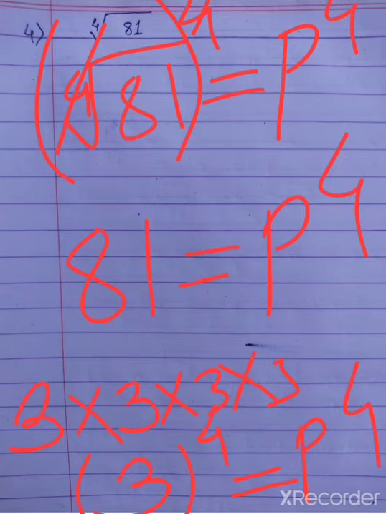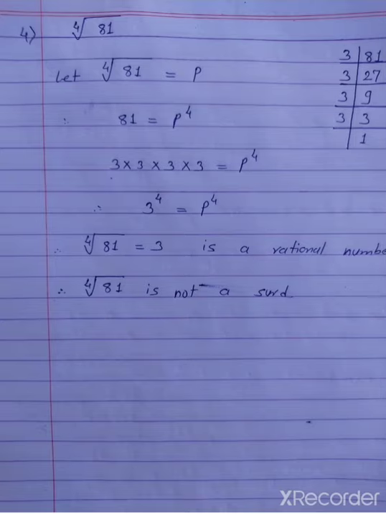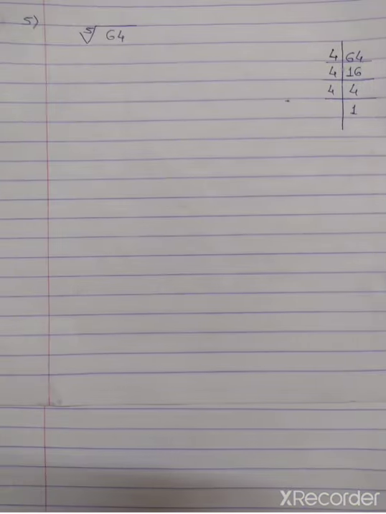Now look at the powers. Here on both sides the powers are the same. Therefore we can say that because these powers are the same, when you take the fourth root of 81 you will get the value 3. So again this 3 is a rational number, and because it is a rational number, this fourth root of 81 is not a surd. In the next question, fifth root of 64.